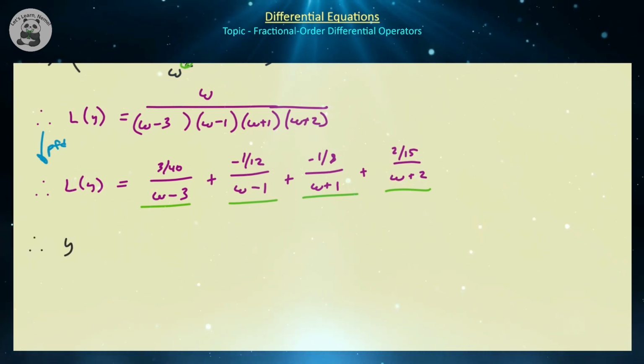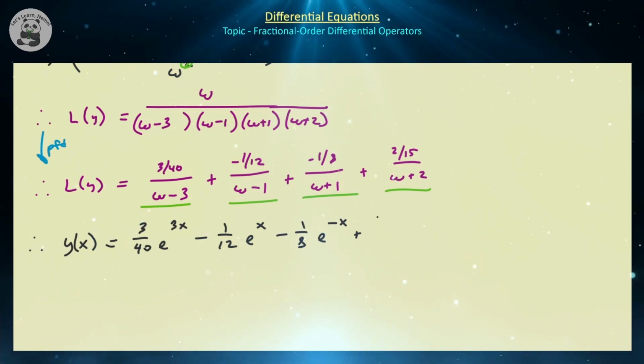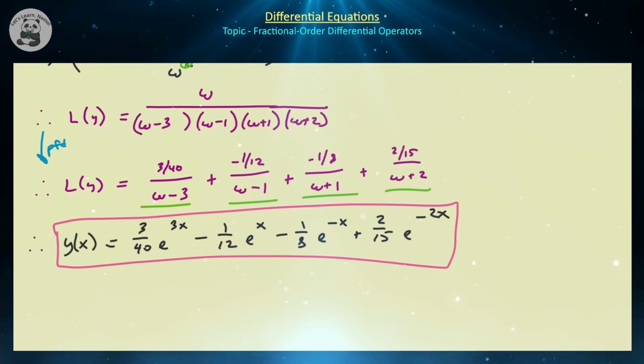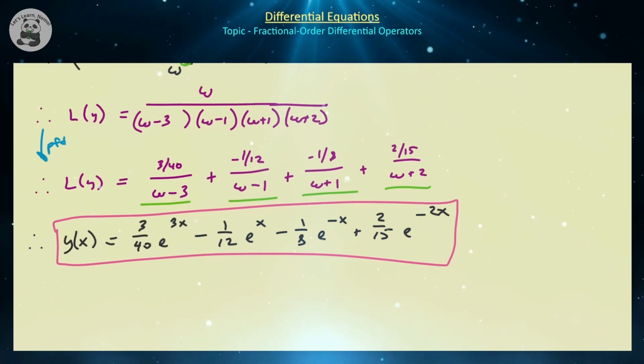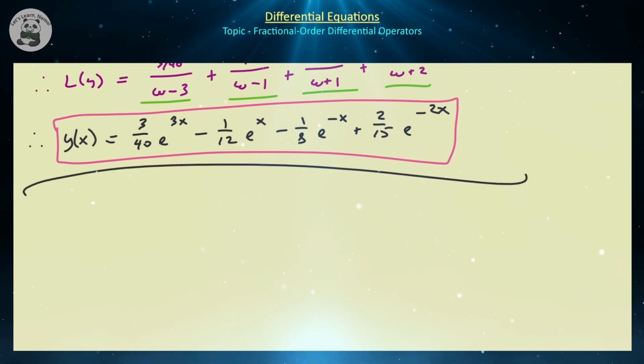So for our differintegral equation, we have y of x is equal to 3/40 e to the 3x minus 1/12 e to the x minus 1/8 e to the minus x plus 2/15 e to the minus 2x, and that will be your solution to this 2 plus 2 order differintegral equation. And again, I just want to mention this little subtle theoretical property that we probably clearly see.